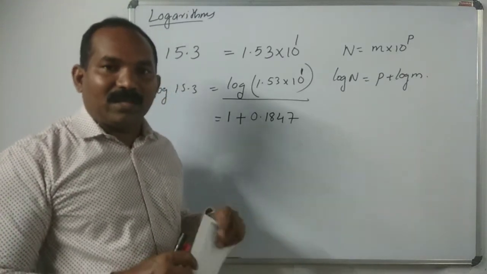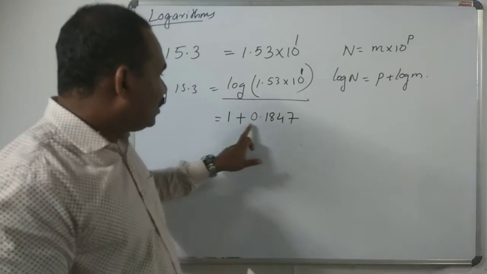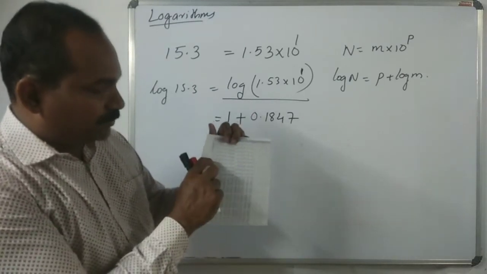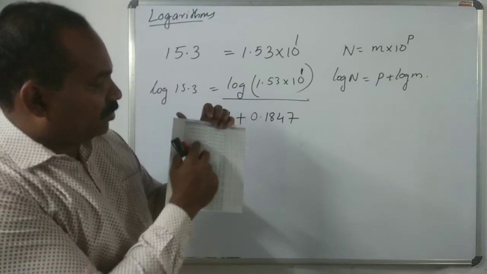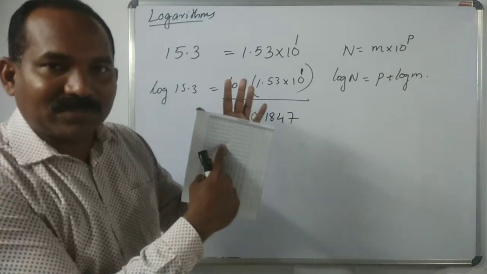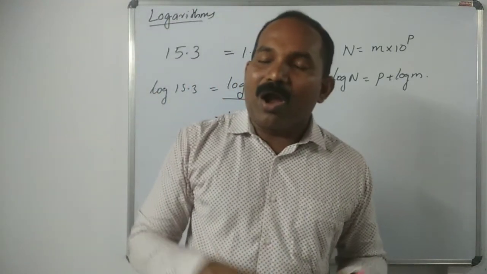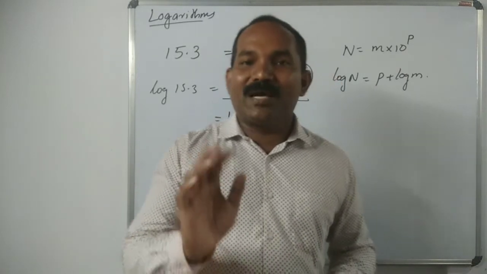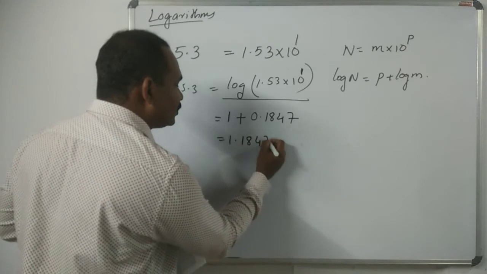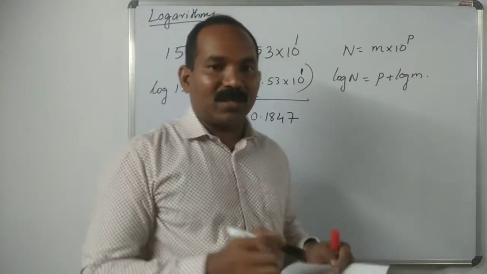When you practice, you can easily understand that. So the characteristic is taken from the power, the exponent of 10. Then for 153, you move to 15 and to the right in column 3, it is 1847. That is written in decimal form because the mantissa is always a positive value less than 1. By joining these, we get 1.1847. Okay, this is one example.